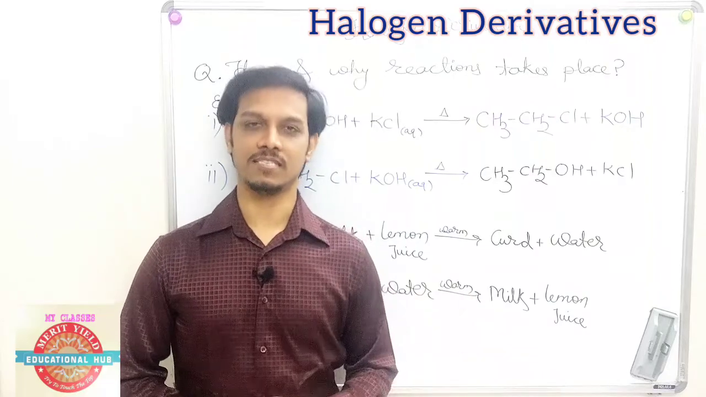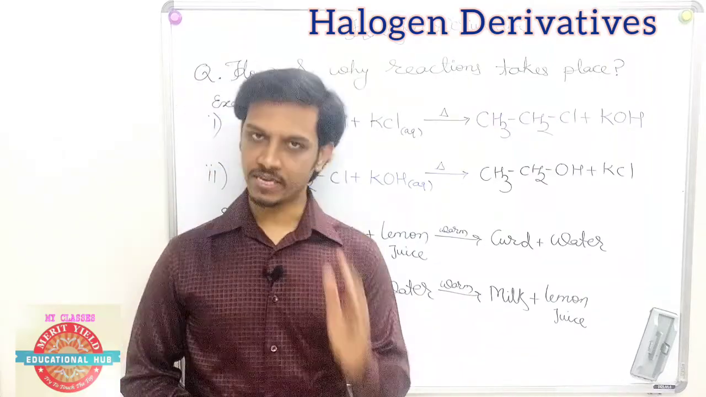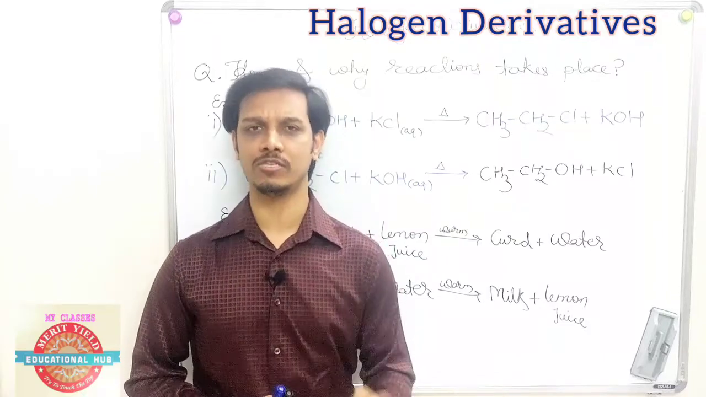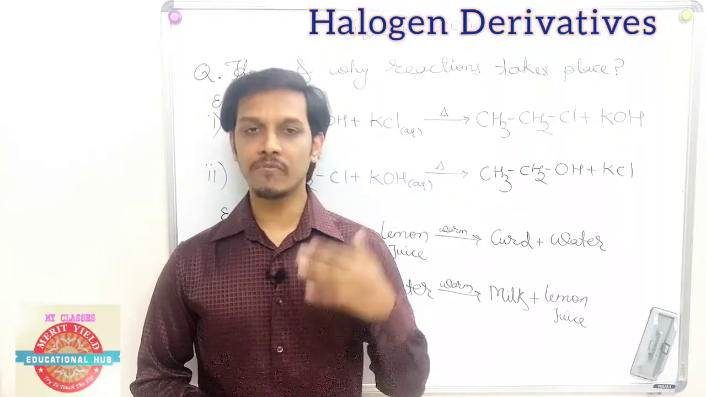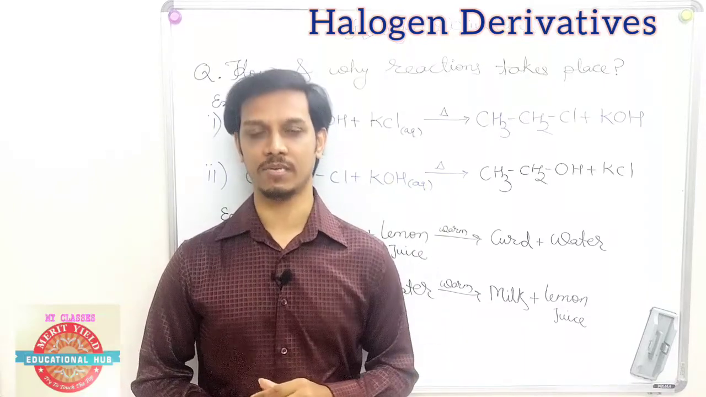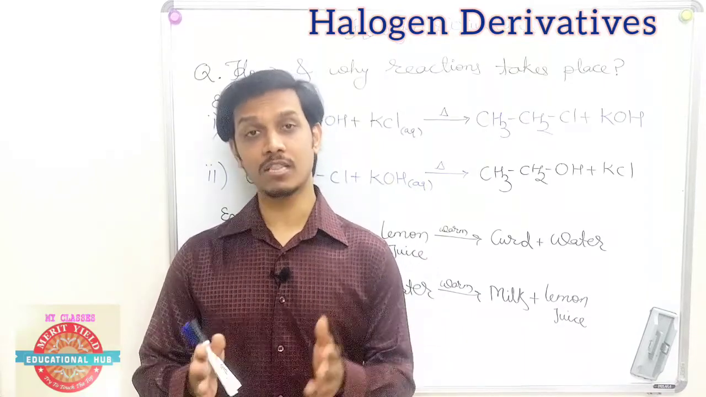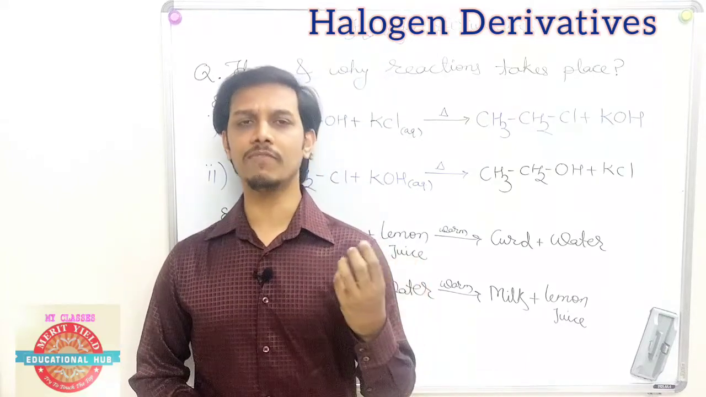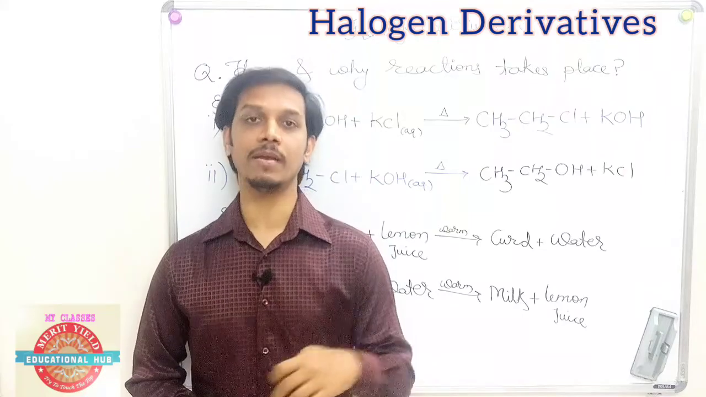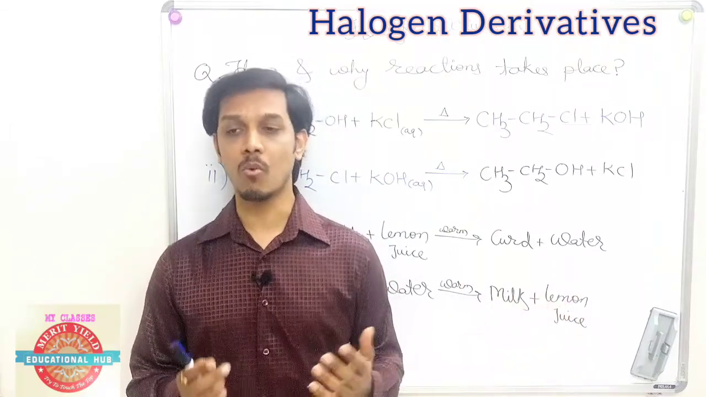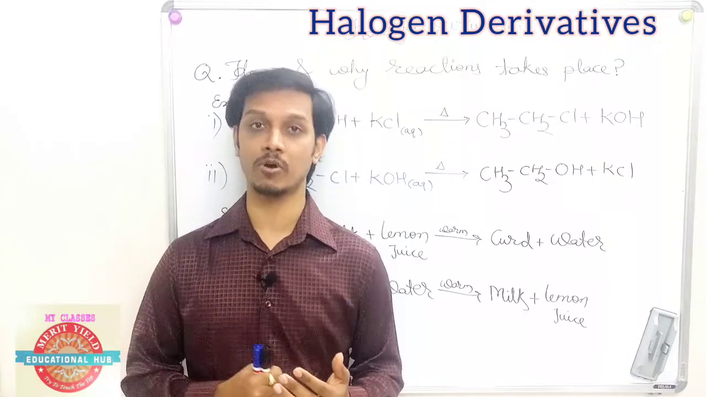As the thumbnail says, today's topic is methods of preparation, physical properties and chemical properties of halogen derivatives. But before going to that question, first we need to understand why a reaction takes place, how a reaction takes place, what are the parameters, what are the factors which affect the reaction. Because when we react two chemicals, we get a certain product, but sometimes we do not get it. So what are the factors? That is a very, very important thing.